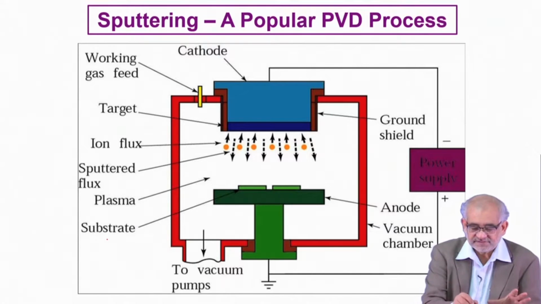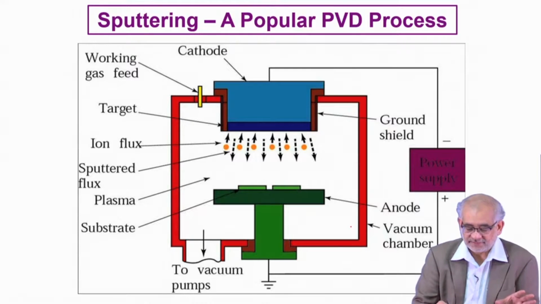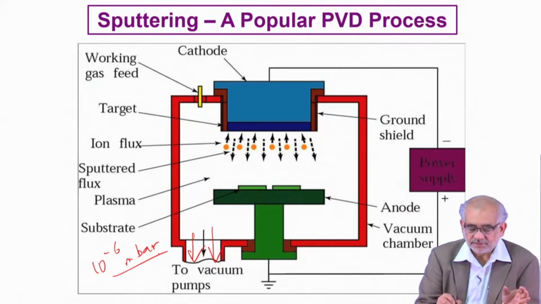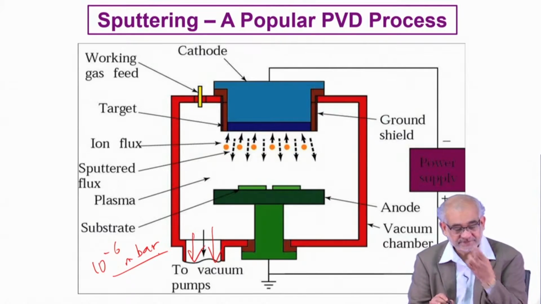So first we have an enclosed chamber which we need to evacuate. This is how we can pump down to very low pressure, let's say typically 10 raised to minus 6 millibar pressure. So after evacuation, there's no oxygen, there's no other reactive gases inside, very low pressure.